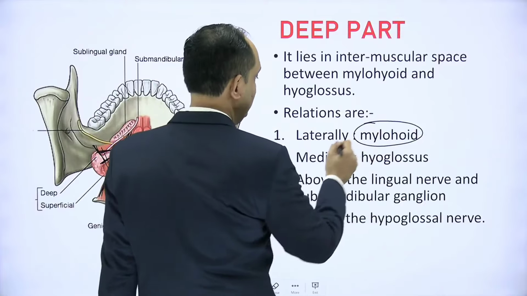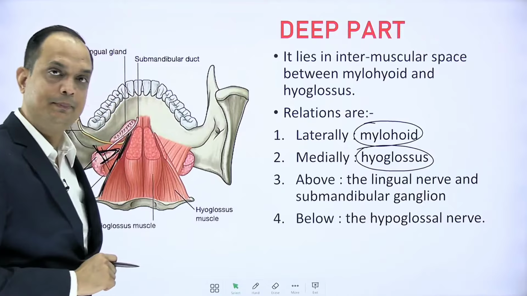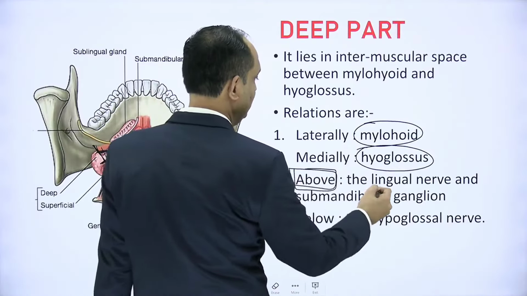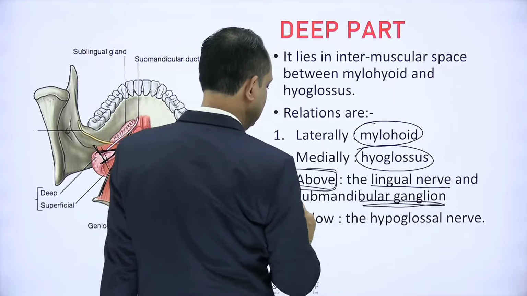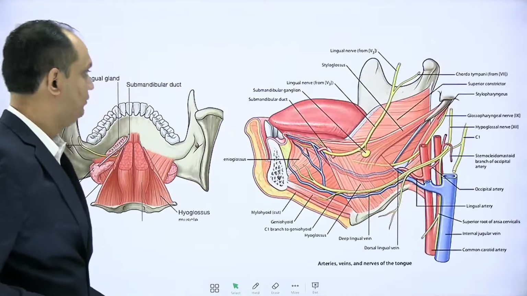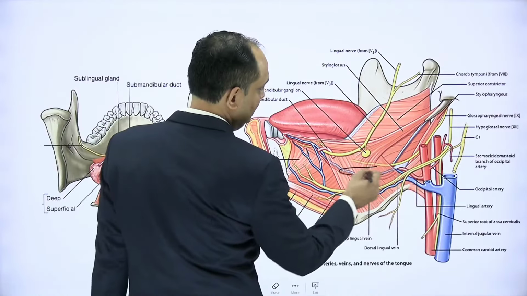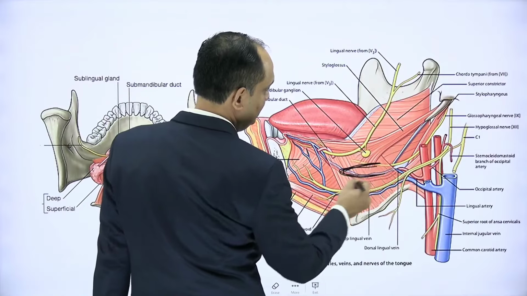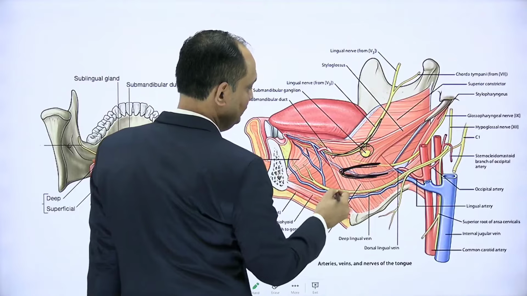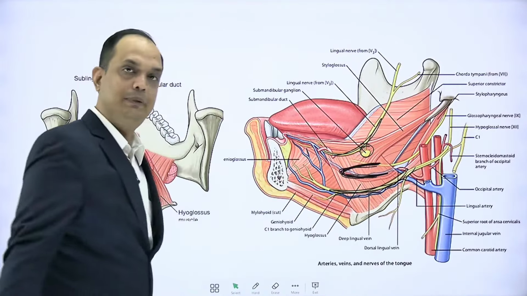But obviously mylohyoid, medially is the hyoglossus because it is present in an intermuscular gap. Now what are the relations above? Above you will have the lingual nerve along with the submandibular ganglia, and below you will have the relation with the hypoglossal nerve. So in this diagram you can see that the deep part will come here. Once the deep part comes here, you will have the lingual nerve with the ganglia above and the hypoglossal nerve with the vein below.